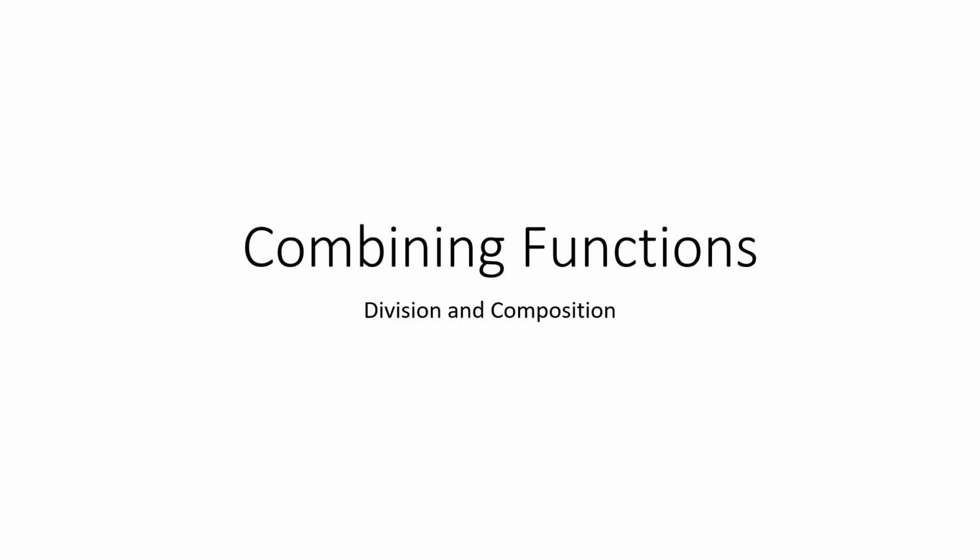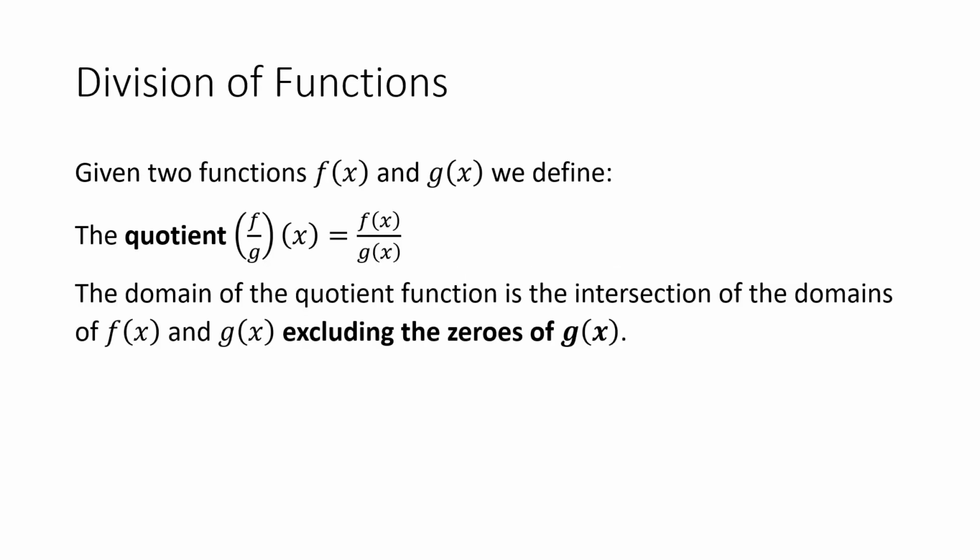Today we'll take a look at two ideas for combining functions: division and composition of functions. This looks kind of like the addition, subtraction, and multiplication we've discussed previously, but with two functions we can also calculate the quotient of the two. We can divide f by g or g by f, and it looks this way.